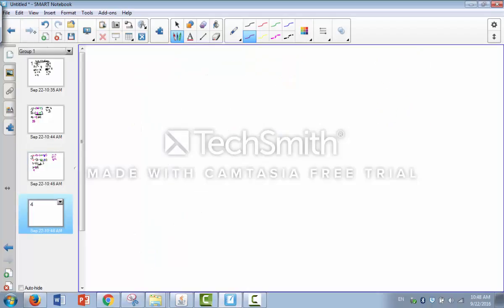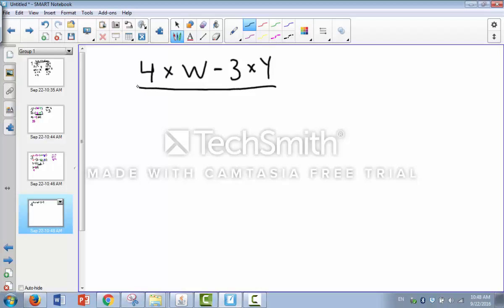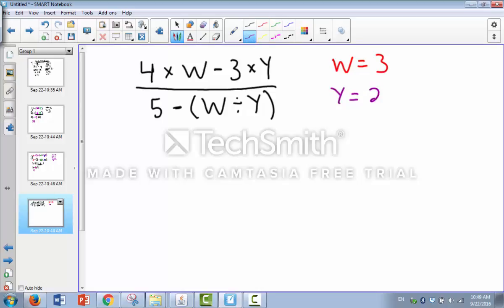One more. Four times w minus 3 times y over 5 minus w divided by y. Oh, bracket. Okay, so we're going to make w 3, and we're going to make y 2.